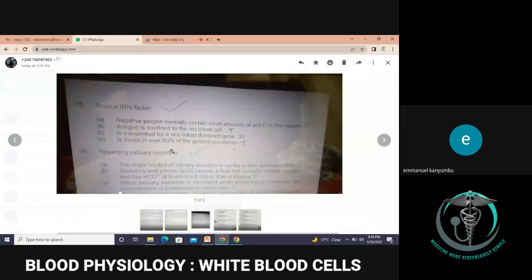So I'm interested in question 75. Let's try and answer it together. Rhesus factor. This is true or false? I think maybe people can answer and then I come in, isn't it? So someone to answer A, another person B, another C, another D. Quickly, so that we tackle more questions. Volunteers, guys, volunteers. There's no wrong answer. We are all discussing here.